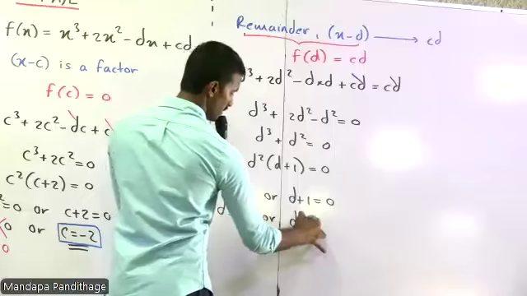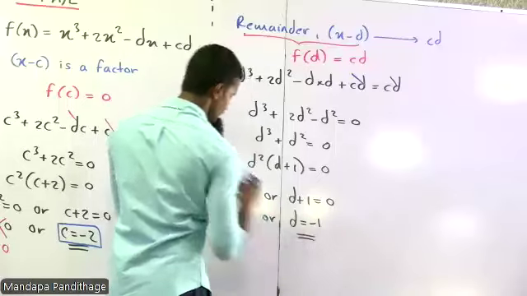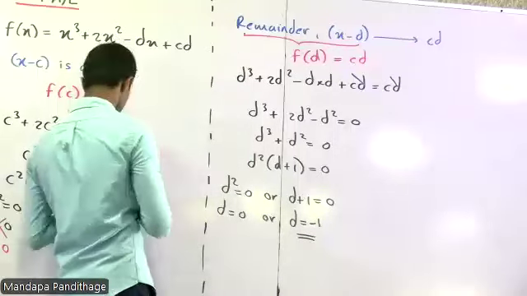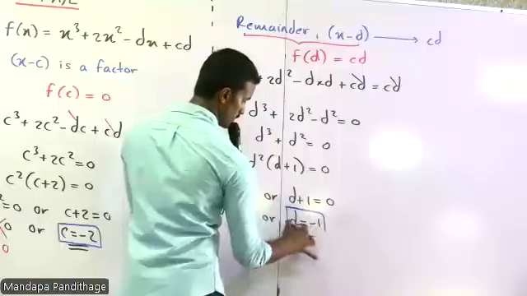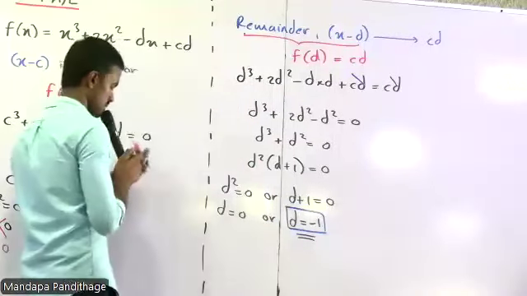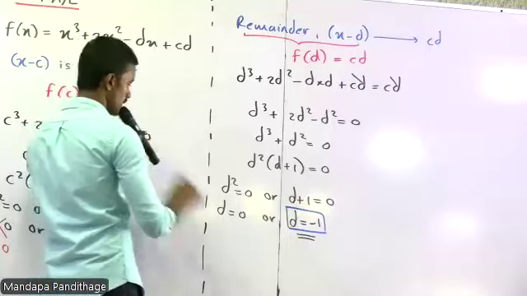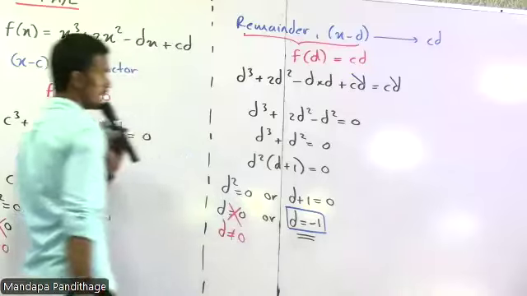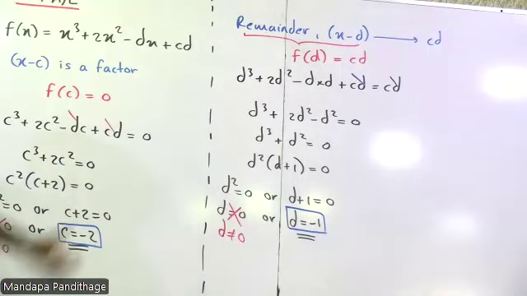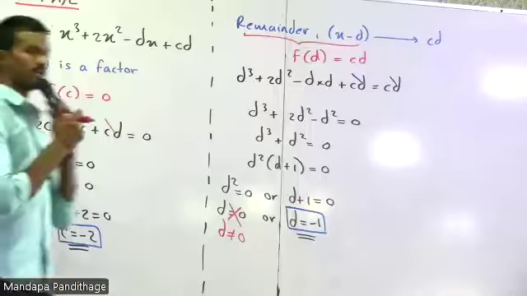Same thing, they have given that d is a non-zero one, which means you can't accept this answer. You can't take this answer. It's d is not equal to 0. Okay. Hands up who got c equals minus 2 and d equals minus 1. Good. The last one is a remainder.